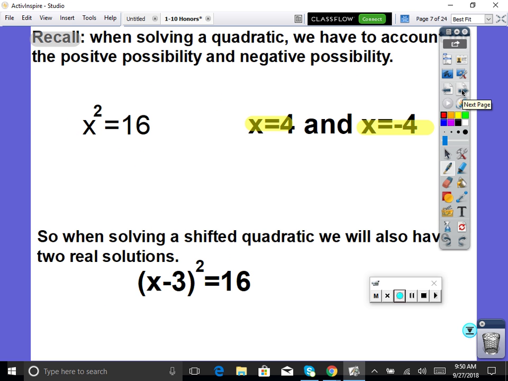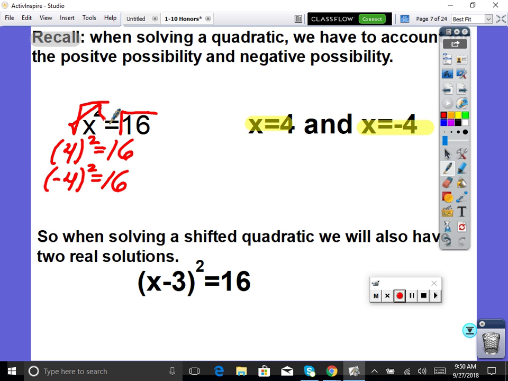Okay, awesome. Now here's one thing to note. So recall, when solving a quadratic, we will have to account for the positive possibility and the negative possibility. So for example, if I said what squared equals 16, we know that positive 4 squared equals 16, and also negative 4 squared equals 16. Or more commonly done, we do the square root, then root cancels out with power, and we know we can't forget when we take square roots, plus and minus, right everyone? So plus and minus 4.